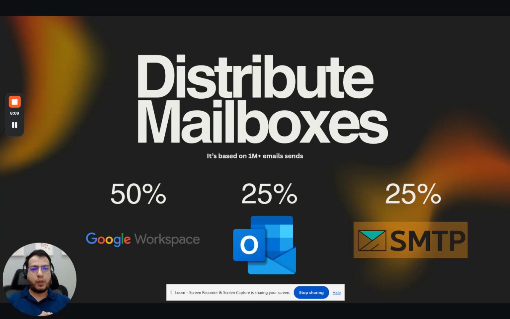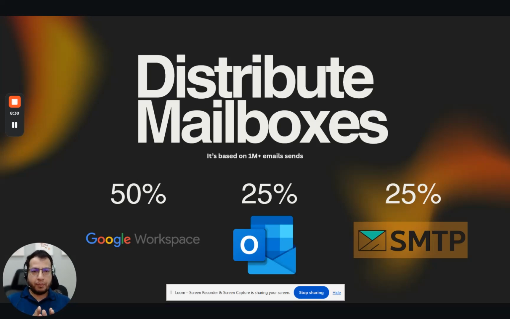The difference between buying from resellers and buying directly from the mail provider is that when you buy from Google directly, you have more control, but pricing is high. When you buy from resellers, your control is less, but the pricing is very easy and your configurations become easier.